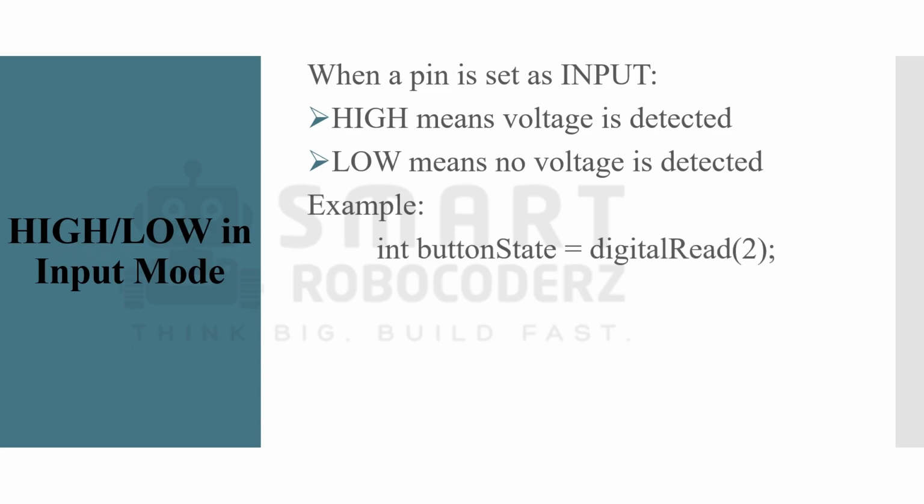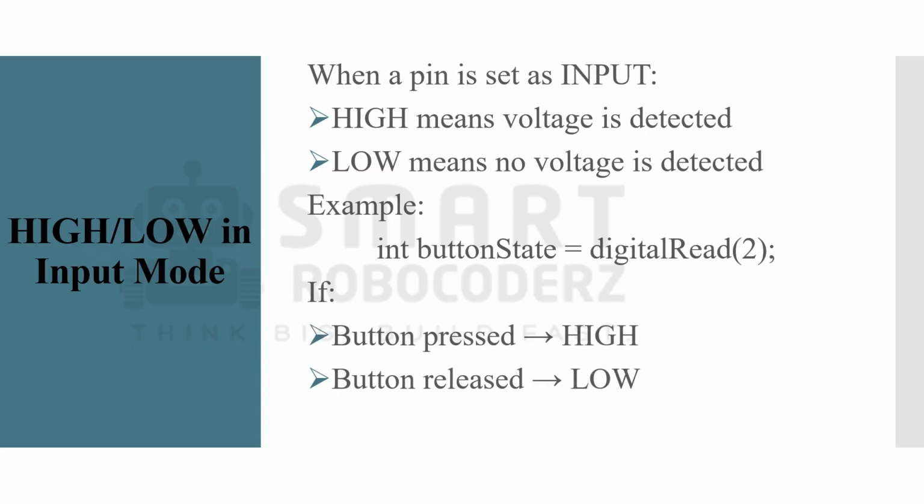For example, when using the statement int buttonState = digitalRead(2), the Arduino checks the voltage present on digital pin 2. If a button connected to the pin is pressed, it typically connects the pin to the voltage source, causing the Arduino to read high. When the button is released, the pin is no longer connected to the voltage and is pulled to ground, so the Arduino reads low. This mechanism allows the Arduino to detect user actions such as button presses and respond accordingly in a program.